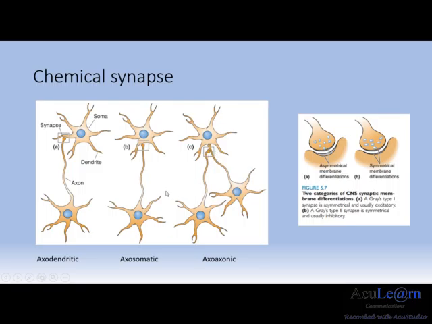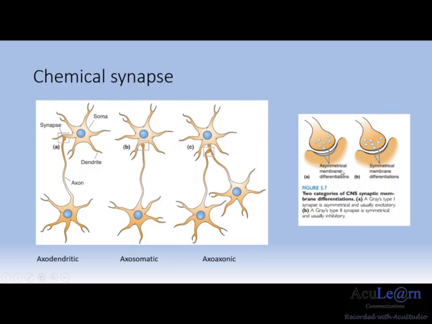On top of that, there's also the axospinous synapse, which is a presynaptic axon contacting a postsynaptic dendritic spine, and dendrodendritic synapse, where dendrites form synapses with one another. They can be further classified to Gray type 1 or type 2 synapses based on their membrane differentiations.